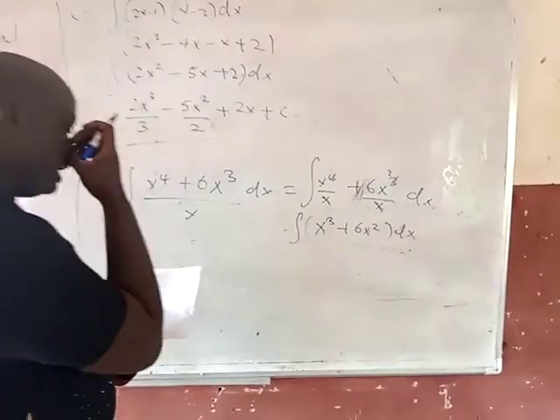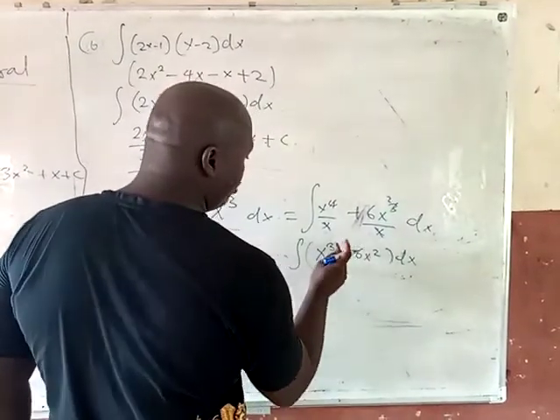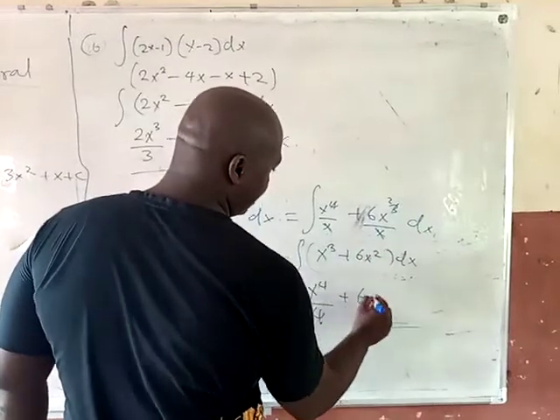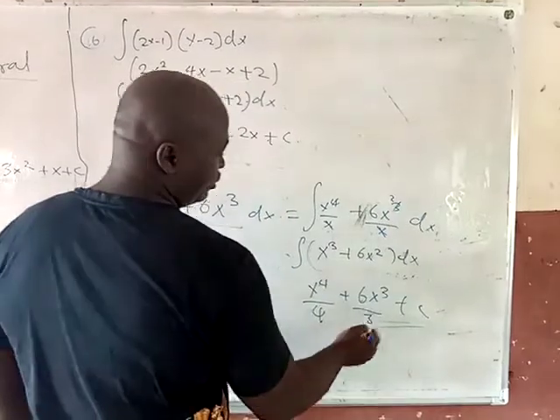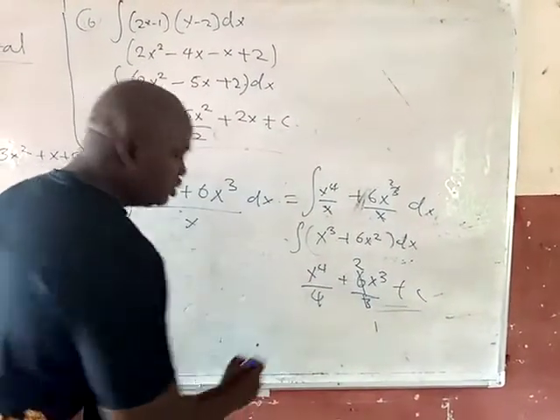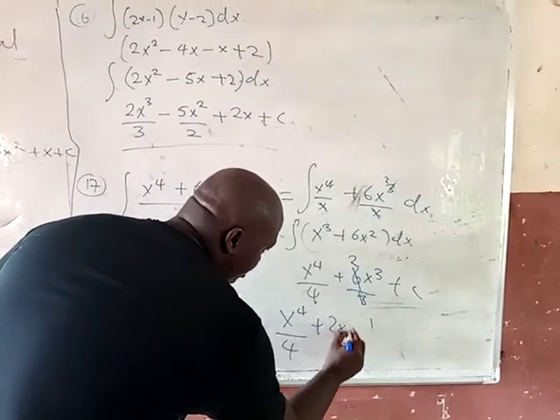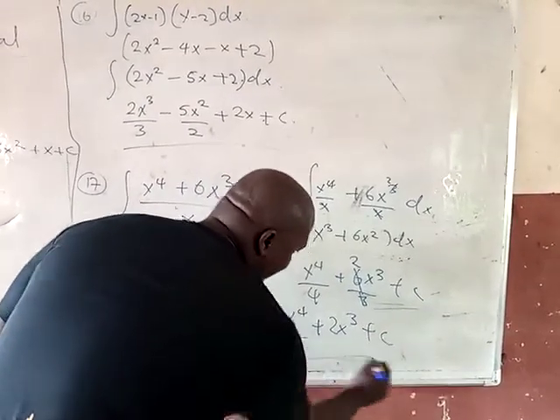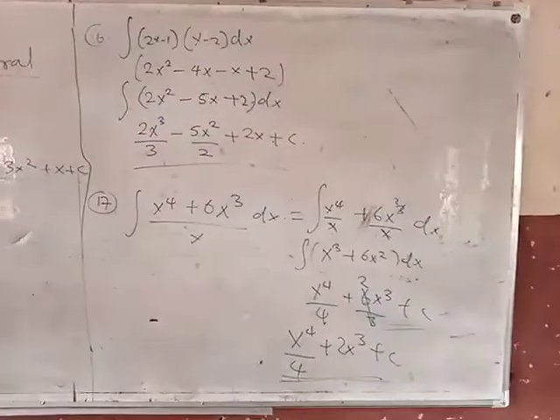So all you need to do right now is what? Integrate, right? Good. So whenever you integrate, you add 1 here, you have x raised to the power of 4 divided by 4 plus 6x raised to the power of 3 divided by 3. Now, 3 into 6 will give you what? 2. So this is x raised to the power of 4 divided by 4 plus 2x raised to the power of 3, right? Then you have plus c. And that is the answer. Come to example number 18. Example number 18.